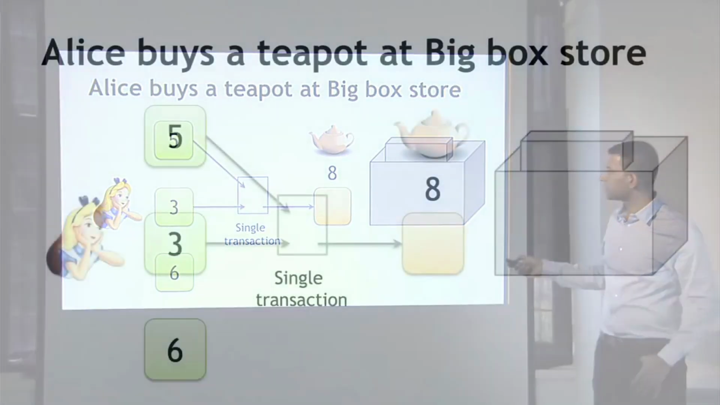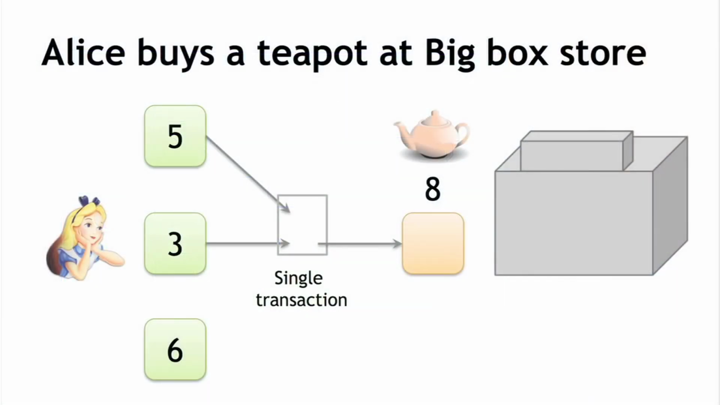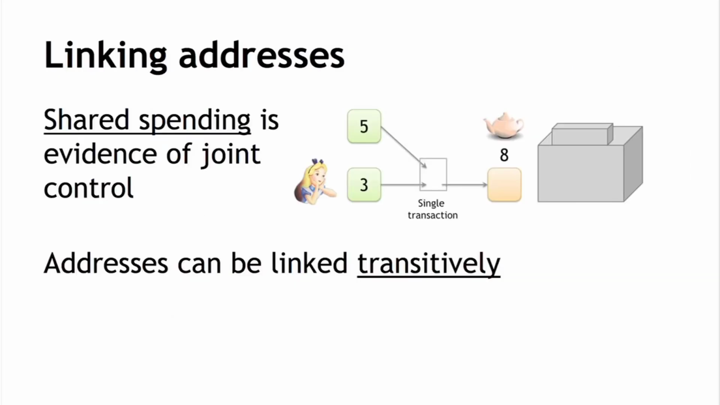So this reveals something. For somebody looking at this transaction, which gets recorded permanently in the blockchain, they're going to think, aha, two different inputs to this transaction. That could only happen because both of these input addresses are under the control of the same user. They were able to use their wallet software to create a transaction that combined both of them into one. So, in other words, shared spending is evidence of joint control of two different addresses.